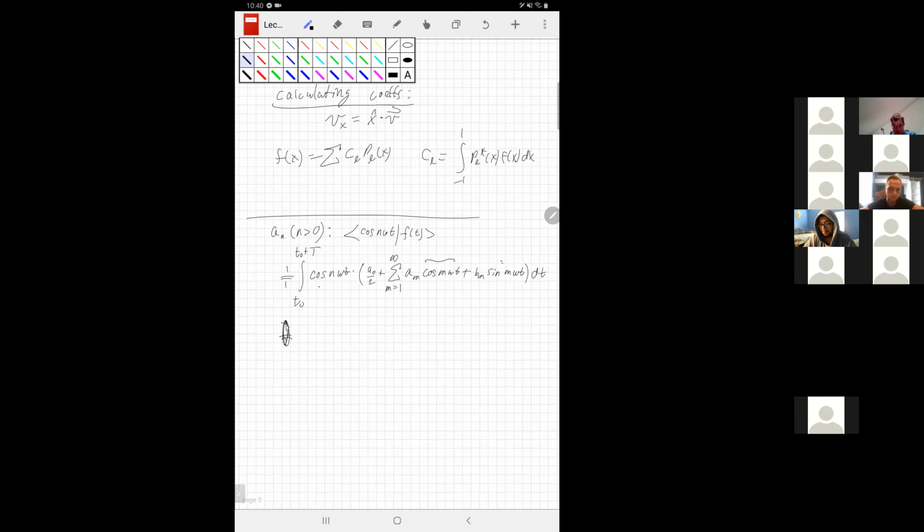Actually, let's leave out this 1 over T for now. This 1 over T does not yet matter. We'll just leave it out. Integral from t naught to t naught plus the period of a naught over 2 cosine n omega t dt. Assume n is greater than 0. If n is an integer and we integrate a cosine times a constant over a full period, what do we get? It's been on multiple assignments. 0.